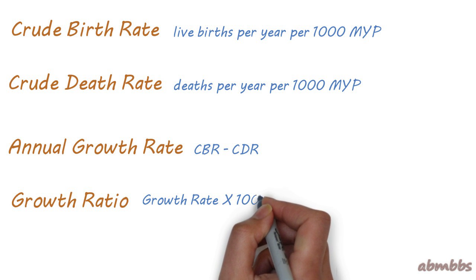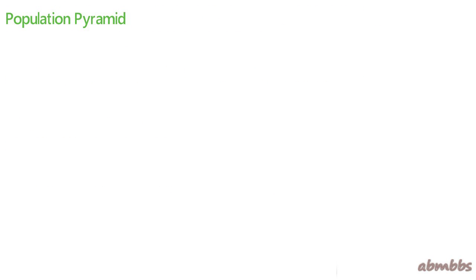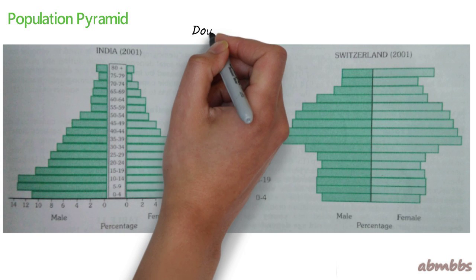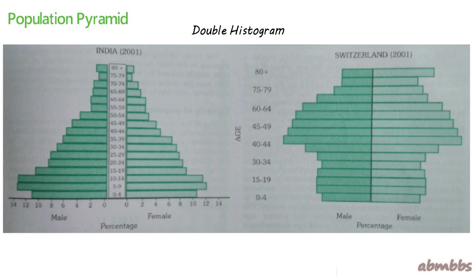Next, we come to population pyramid. It is a graphical illustration that shows the distribution of various age groups in a population. This is where things get interesting. Now, as you can see, it is a double histogram back to back. The left side denoting males and the right side denoting females. Population is plotted on the x-axis and age is plotted on the y-axis.